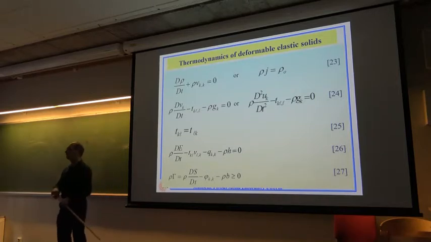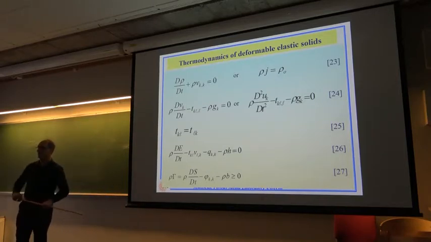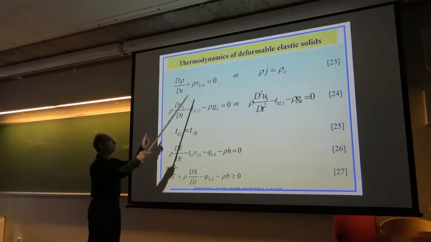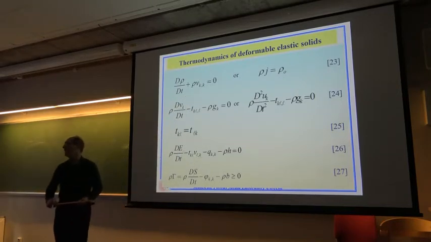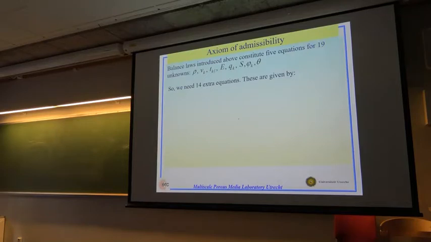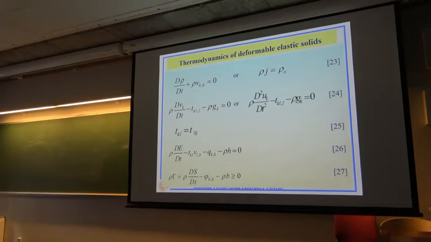So that's called the axiom of admissibility. Any constitutive assumption you make must not violate balance laws and the second law of thermodynamics. And this has major, major consequences. So we need those from those balances that I counted earlier.